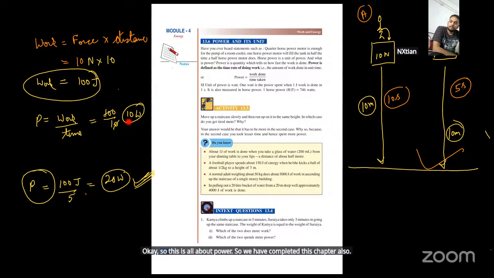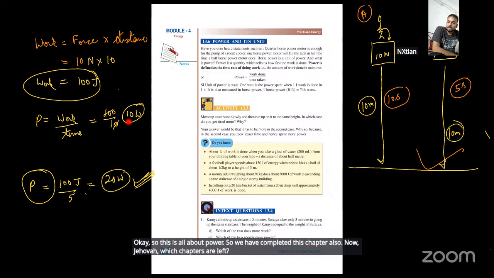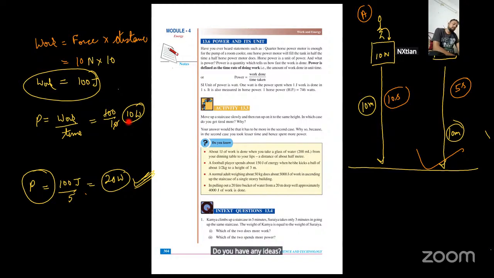Now, Jehovan, which chapters are left? Do you have any ideas? What chapters are left in science? I guess chapter number 1 is left, which we will do with the new batch, from Monday.